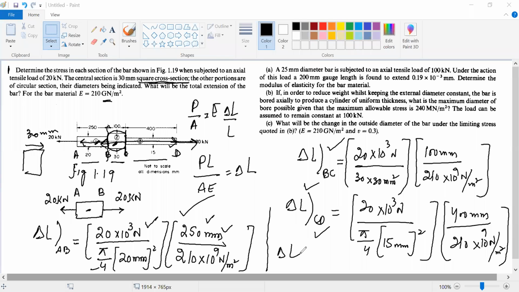The total change in length for the entire rod is given to us as 0.302 mm. So let me write the answer for this problem. The answer for this problem, you can check, is 0.302 mm. Solve this problem to obtain the direct answer of 0.302 mm, and solve part A of another question, and part B.